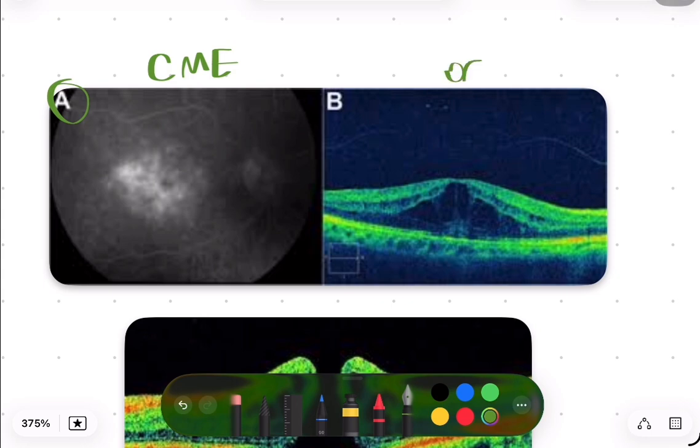Now, if you see the OCT image, then you will see these spaces. So there is thickening of the retinal layer and you will see spaces, okay? Spaces, not a break in the retina, but spaces, and that is specific to cystoid macular edema.